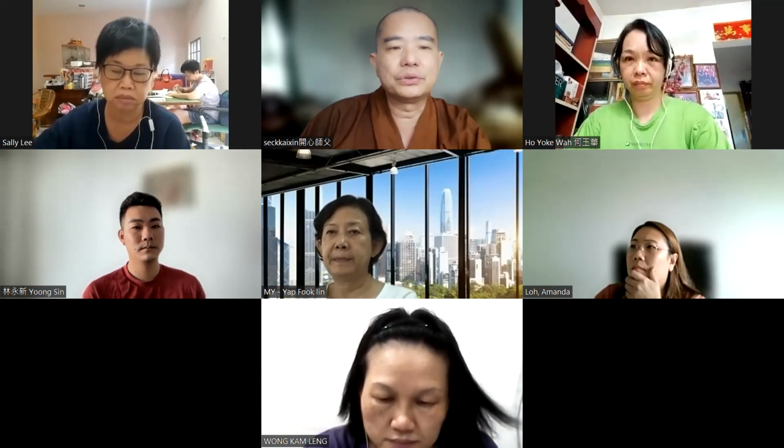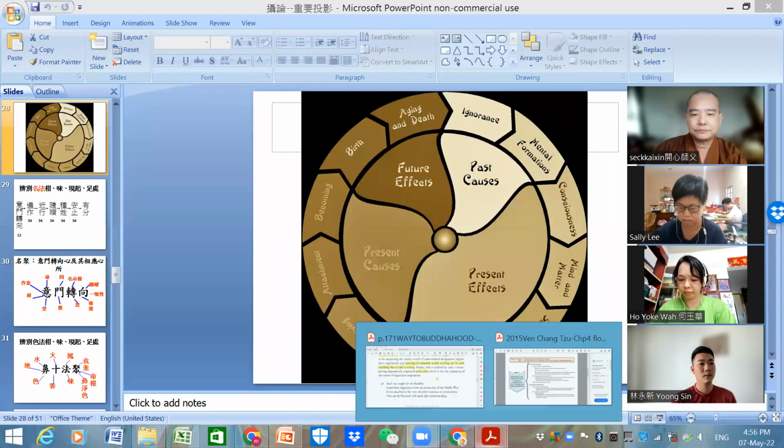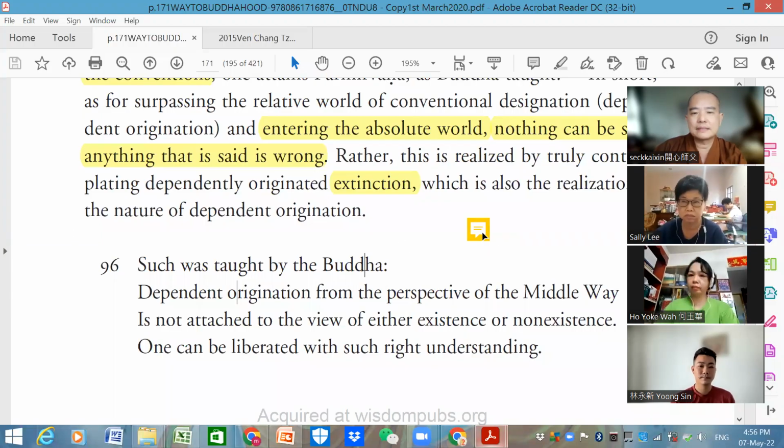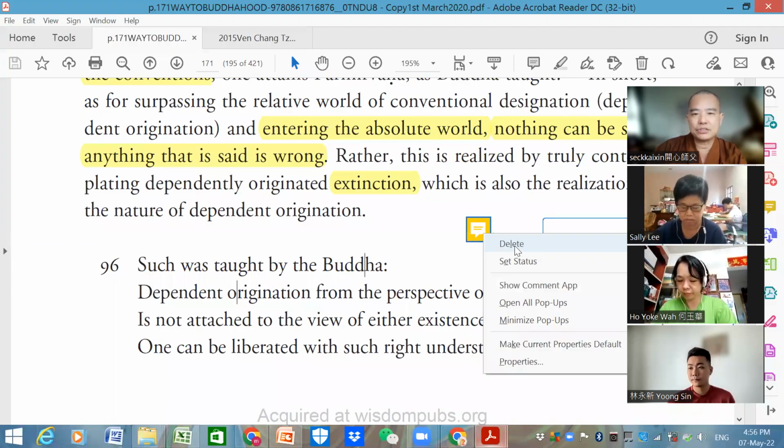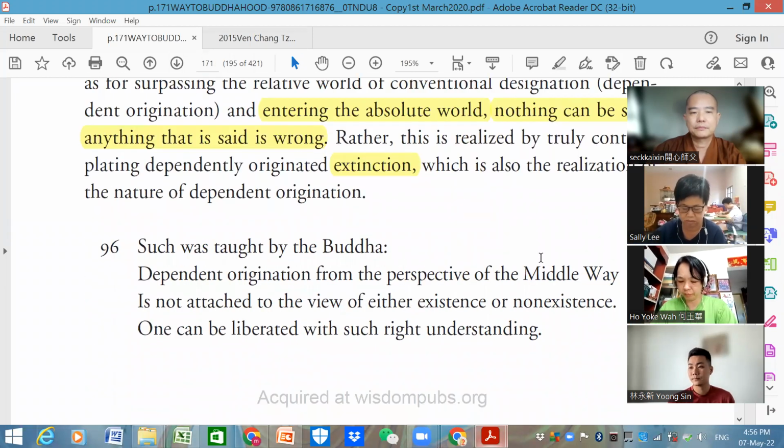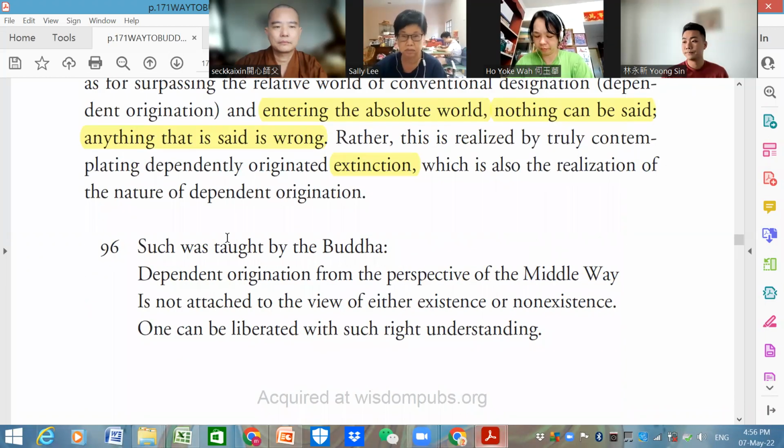Okay, let's continue today with number 96. Kamling, can you read the passage? Such was taught by the Buddha. Dependent origination from the perspective of the middle way is not attached to the view of either existence or non-existence. One can be liberated with such right understanding. We stop. Never mind. Sorry.